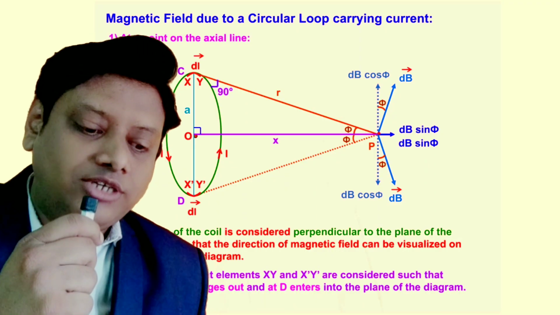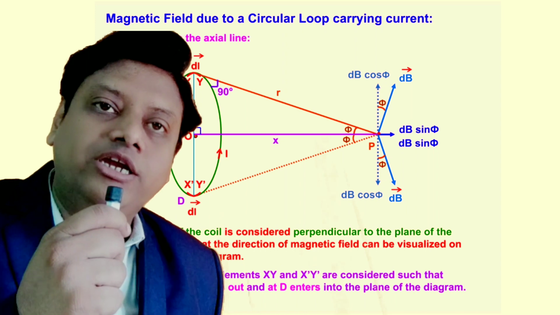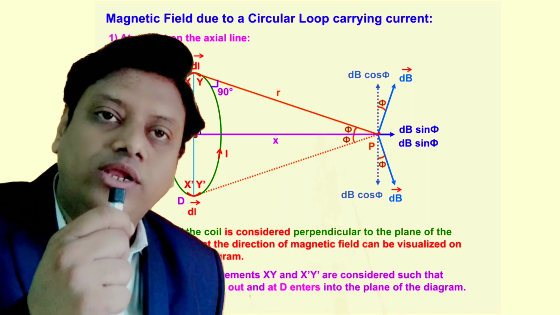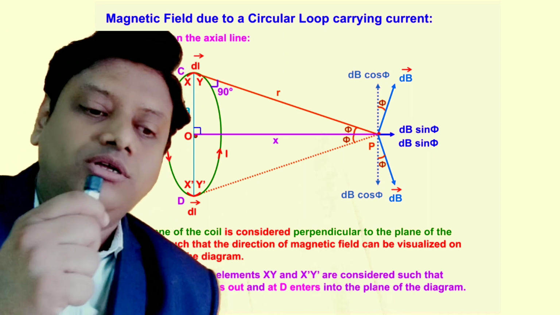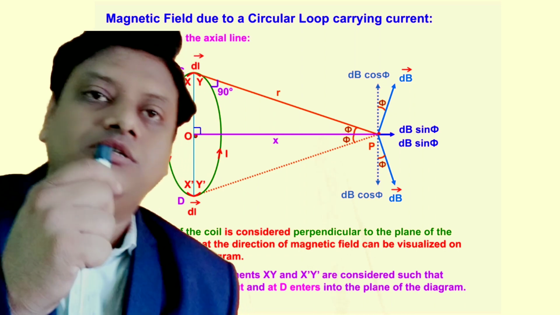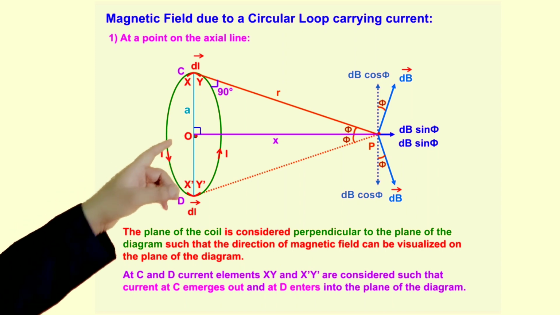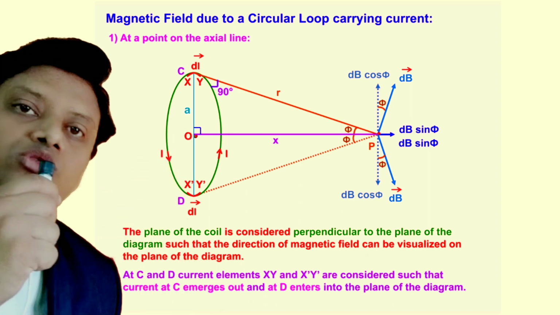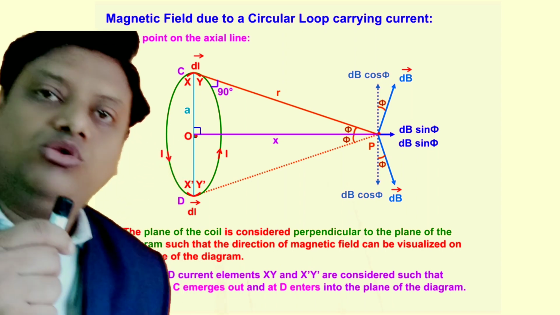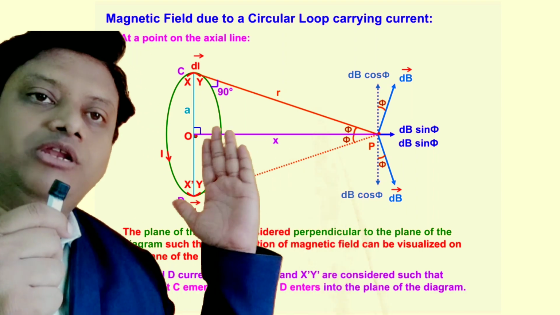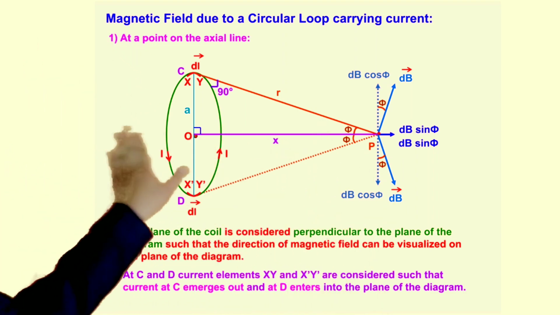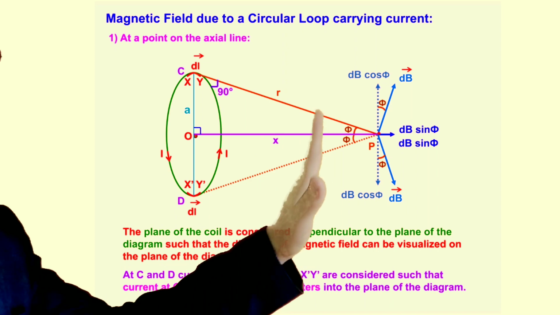Okay, so now in this chapter, we will be learning about magnetic field due to a current carrying circular coil. As you can see on the board here, a coil is shown which is circular in shape and kept perpendicular to the plane of the board. Perpendicular to the plane of the board means this is the plane of the board, and the coil is kept in this manner.